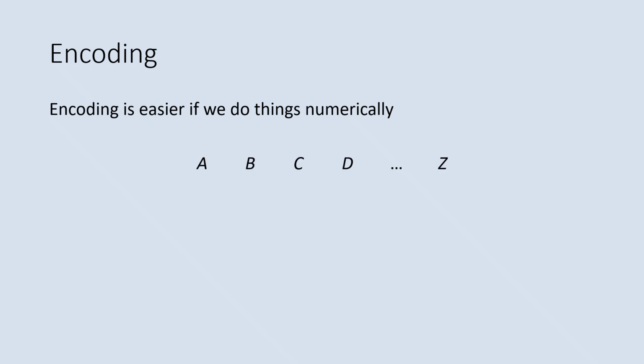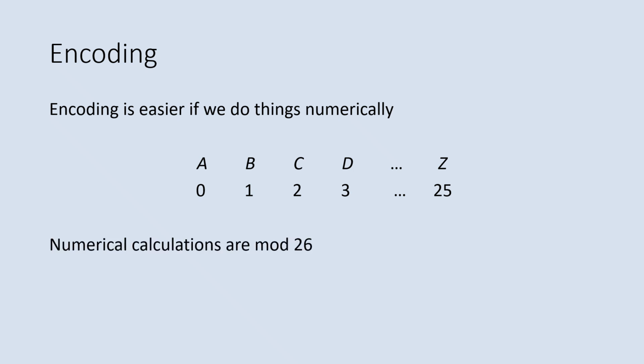So again, we have these letters, and the easiest way to do this numerically is to just number things 0 to 25. There are 26 letters. Number them 0 to 25. And then we can do all of our numerical calculations mod 26. The modulus 26 will do that wraparound. When you get to 26, you're back to 0. It starts over. And we'll do all of the calculations in this mod 26 world if we're just using the capital letters A to Z.